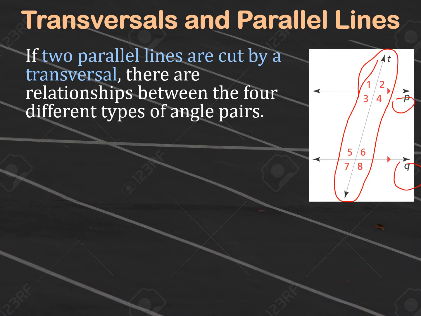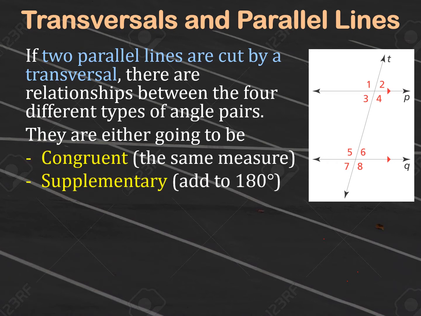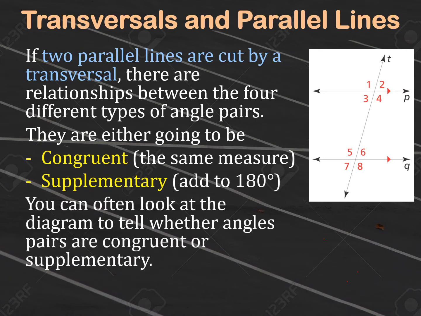Now, when two parallel lines are cut by a transversal, there are special relationships between the four different types of angle pairs that we learned in section 10.1. They're going to either be congruent, in other words, the angles are going to be the same measure, or they're going to be supplementary. In other words, the angles add up to 180 degrees. Now, the diagram will often tell you whether angle pairs are congruent or supplementary.